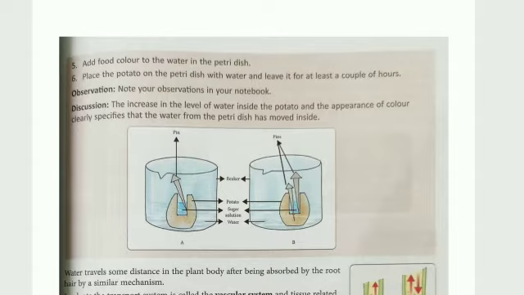Observation. Now note your observation in your notebook. You observe the increase in the level of water inside the potato and the appearance of color. This clearly specifies that water from the petri dish has moved inside. पहले थोड़ा था, बाद में लेवल बढ़ गया वाटर का. So that indicates that water from the petri dish has moved inside the potato.